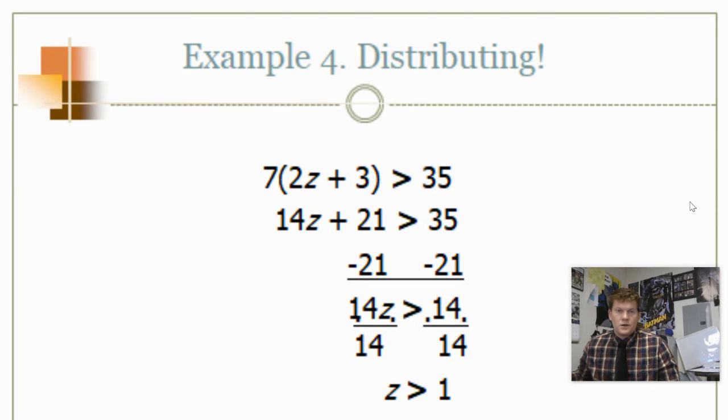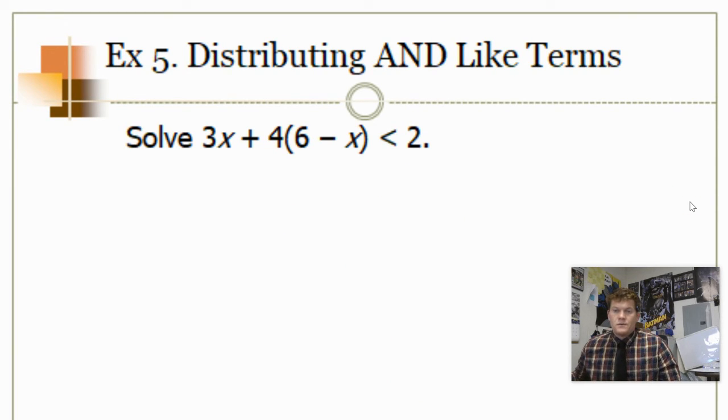2 more examples to go. Here's example number 5. Bringing more in. You have distributing and a like term. Let's distribute first. When you see those parentheses, let's take care of those. So we have 4 times that 6, 4 times that negative x. 4 times 6 gets me 24. 4 times negative x, negative 4x.